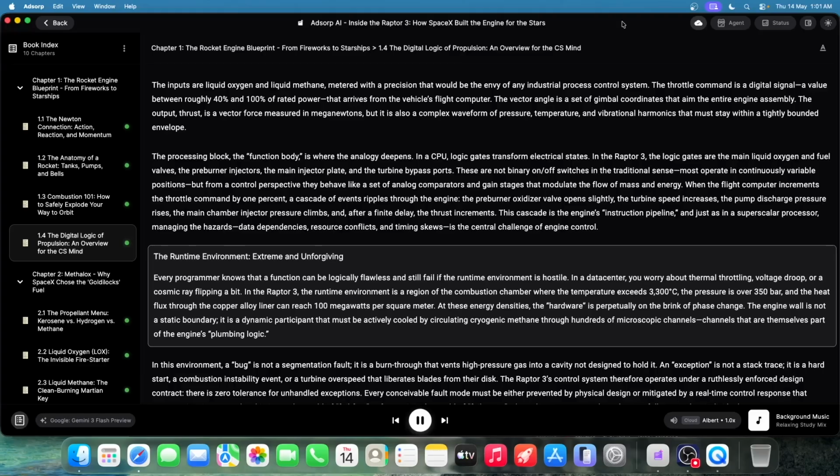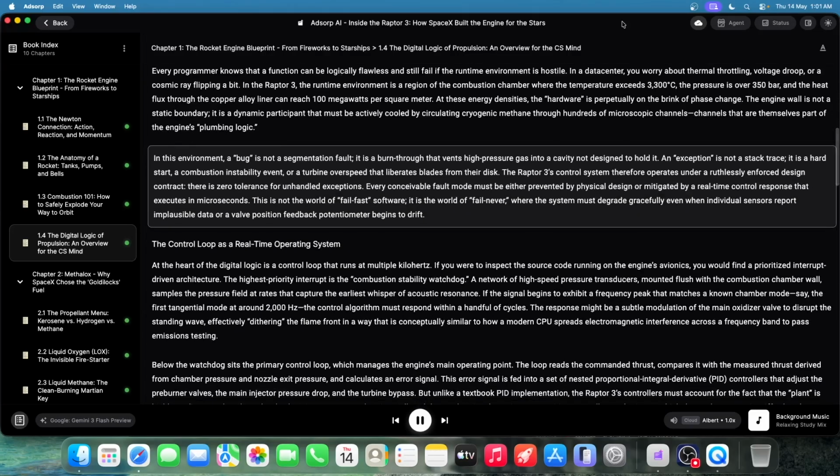The engine wall is not a static boundary. It is a dynamic participant that must be actively cooled by circulating cryogenic methane through hundreds of microscopic channels that are themselves part of the engine's plumbing logic. And in this environment, a bug is not a segmentation fault. It is a burn-through that vents high-pressure gas into a cavity not designed to hold it. An exception is not a stack trace. It is a hard start, a combustion instability event, or a turbine overspeed that liberates blades from their disk.